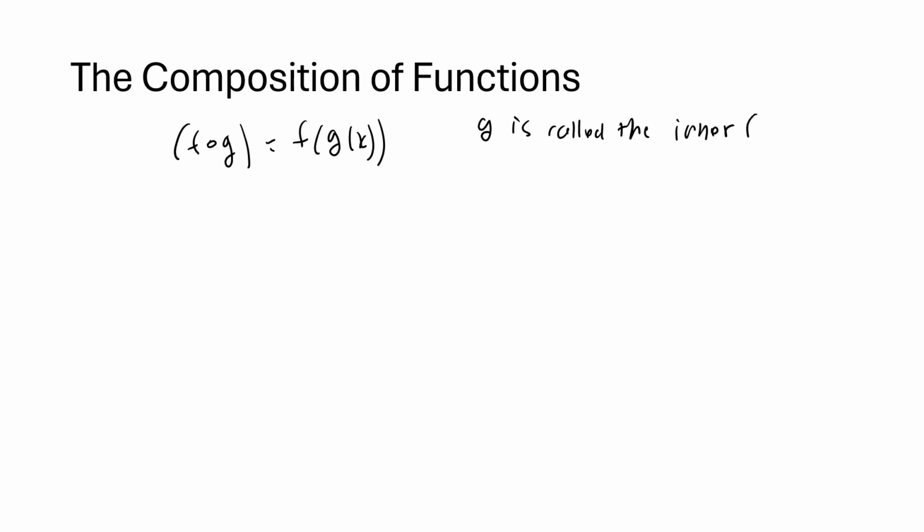So first of all, let's look at what the composition of a function is. The notation is f, a little circle, and g, so that's the composition of two functions. Really, you're inserting one function inside of another function. So g is called the inner function, and f is called the outer function. You're just inserting one function inside of another one.